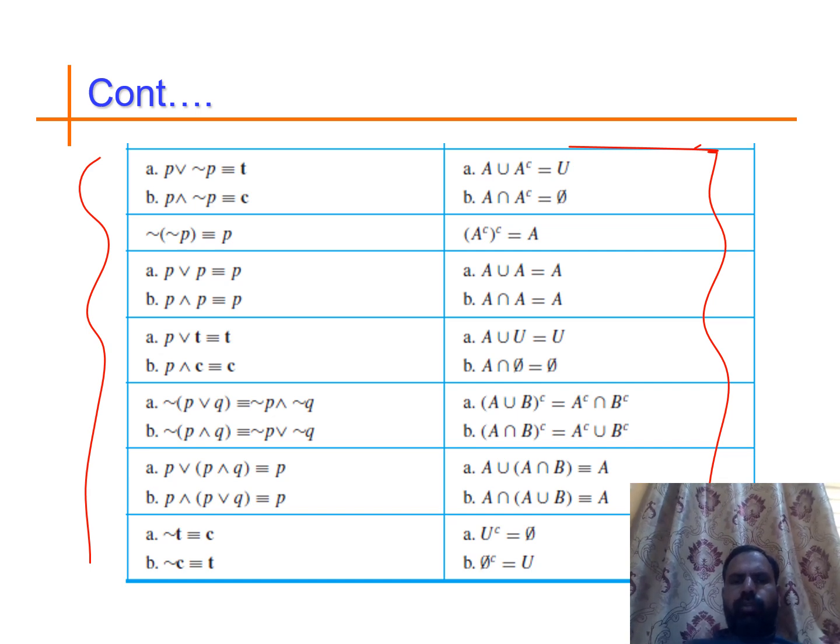And similarly for the absorption law, P or (P and Q) is equivalent to P, so A union (A intersection B) is equivalent to A. Similarly for the second absorption law. And for the negation of tautology, which is equal to C, the complement of U is phi. And for negation of C, which is equivalent to T, the complement of phi is equal to U.